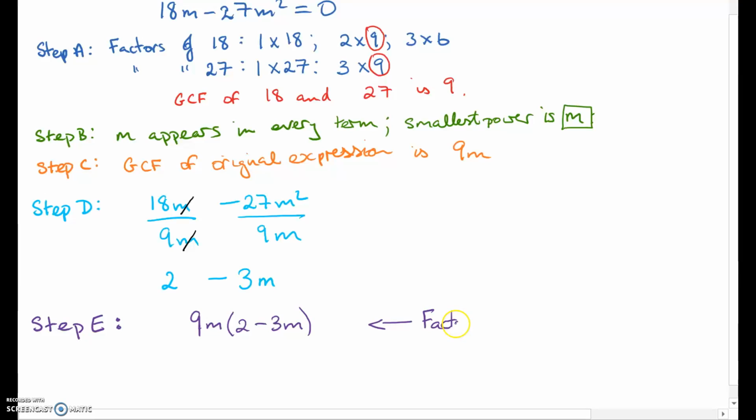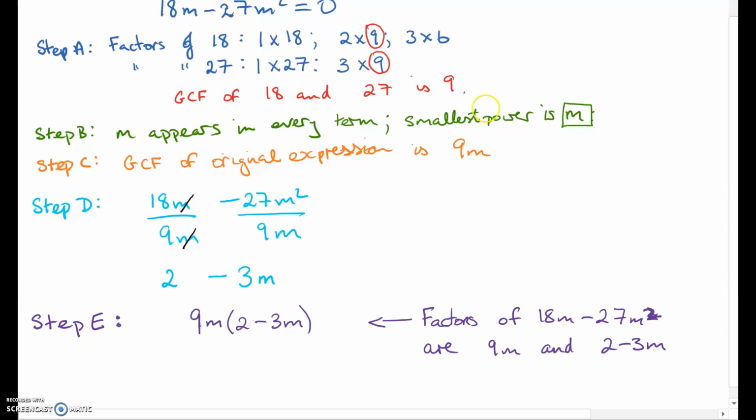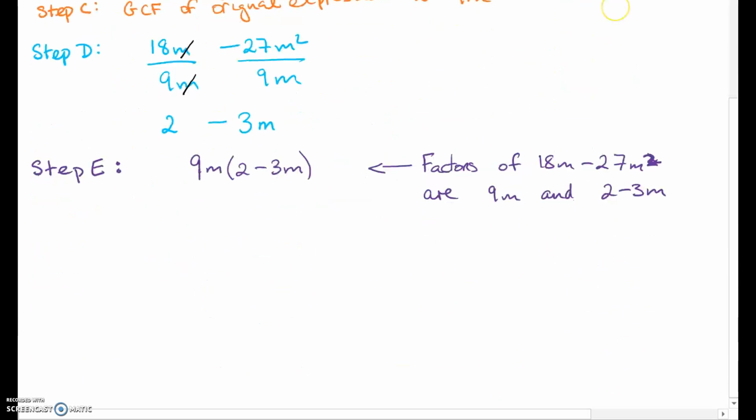So the factors of 18m minus 27m squared are 9m and 2 minus 3m. But our problem was more involved in that. It had another step. We had to solve the equation. So let's go ahead and try to solve that equation right now.